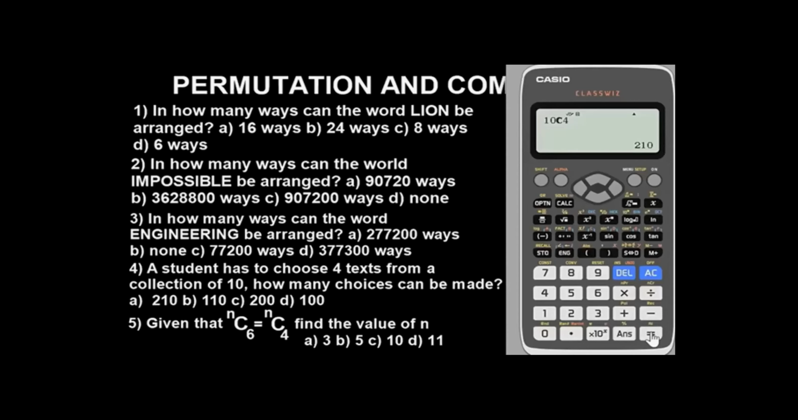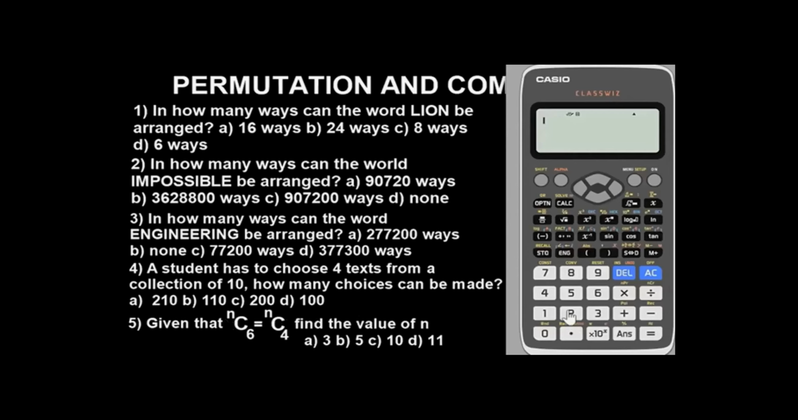Okay, so last, let's look at question 5. It says given that n combination 6 equals n combination 4, find the value of n. It's very simple. It talks about an equation. An equation in mathematics talks about equality of values. That means what is at the right hand side equals what is at the left hand side. So what this means is which value of n makes what is at the left equal what is at the right.